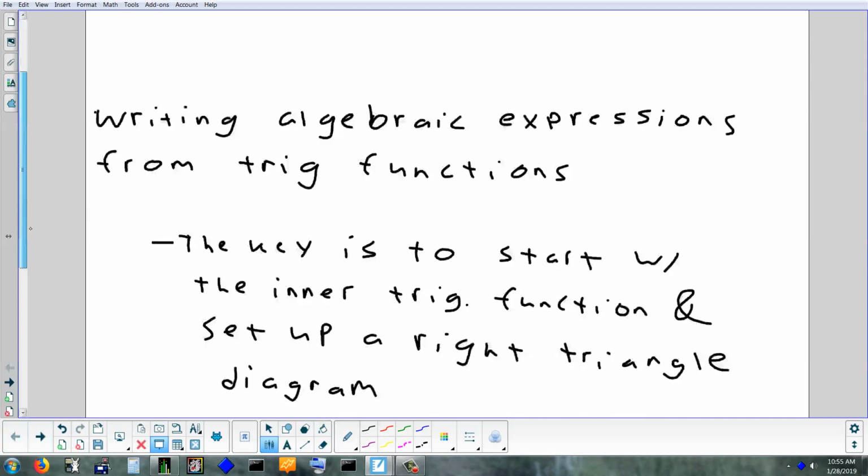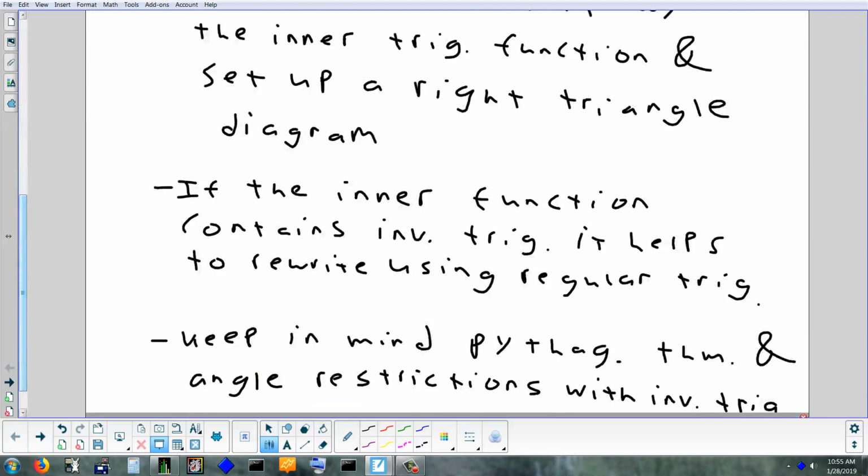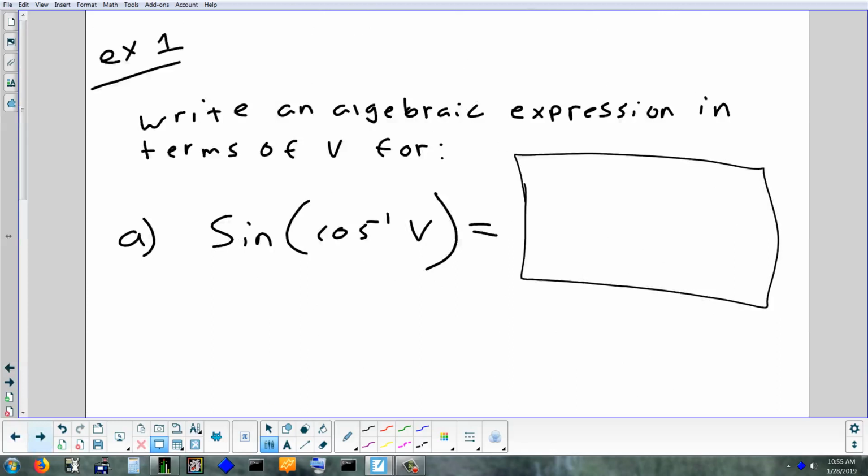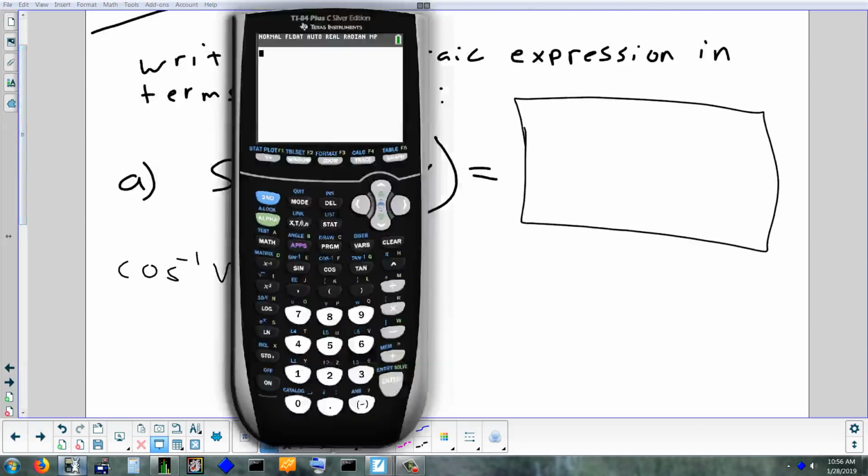All right, so directions said, start with the inner trig function, and if it's an inverse, try to rewrite it with regular trig. Okay, so for now, I'm going to forget about the sine. I'm just going to copy the middle part down. Inverse cosine of v equals. Now, anytime we use inverse trig, like if I type in this, let's do it in degrees. If I do second inverse cosine of 0.4, I get 66.4. Okay. What is that?